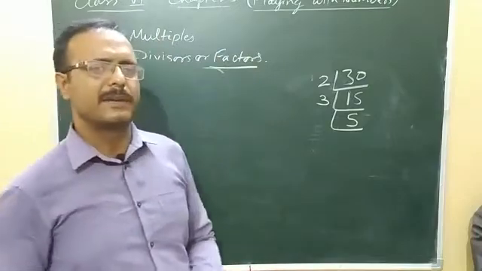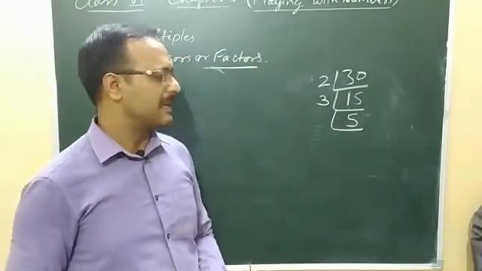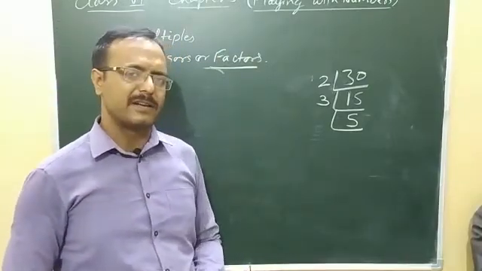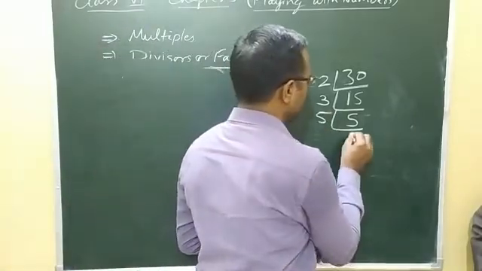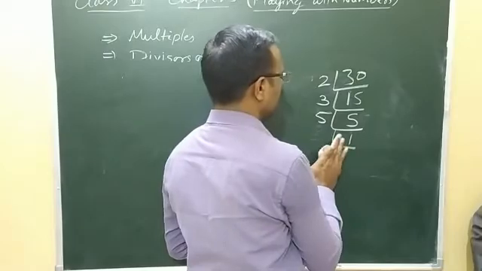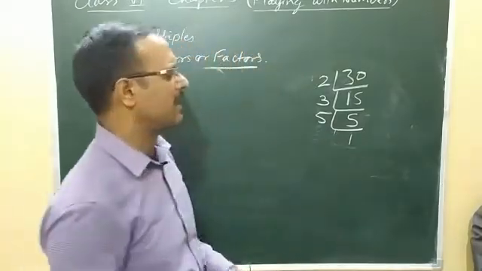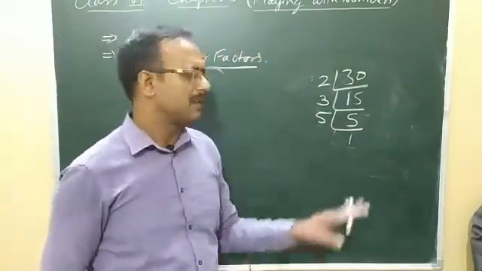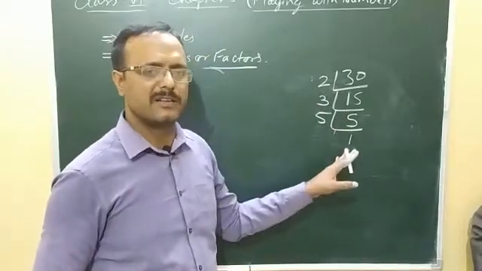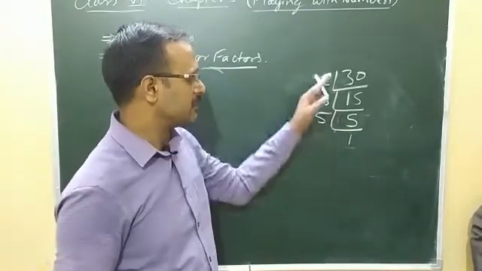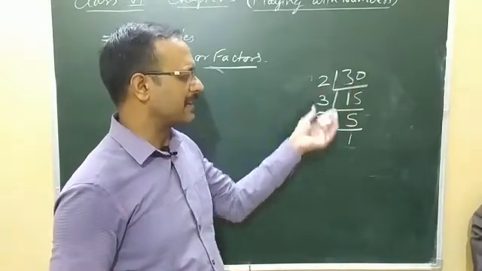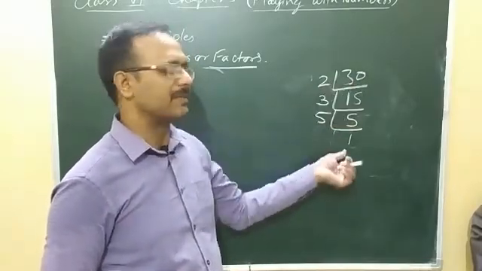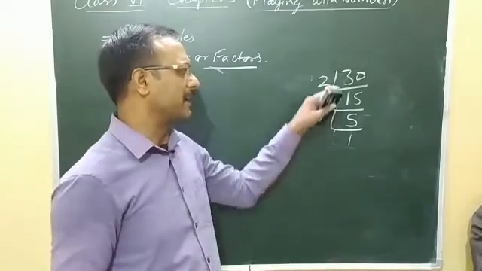Now 5 is remaining. Again, the next prime number by which 5 will be divided is 5 only. So you can divide this number by 5, 5 1s are 5. As soon as the last number becomes 1, that is the end; in every factorization the last number will be 1. This process is called factorization because we are obtaining the factors of the number. So these are the factors of 30.